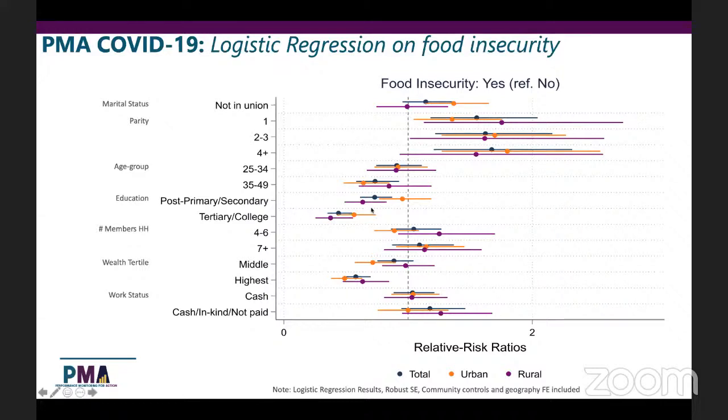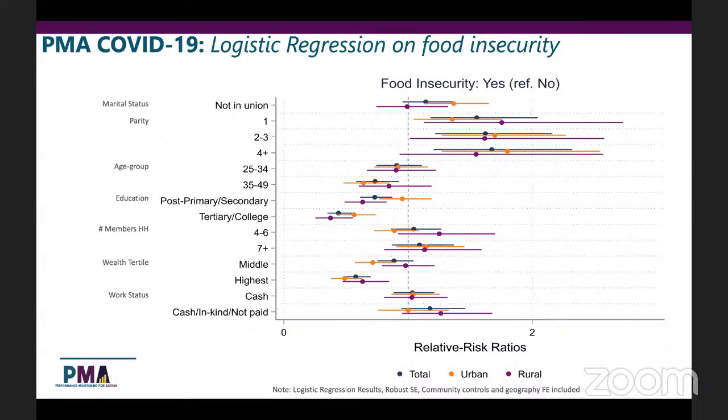In this case, education is highly protective for food insecurity. Although in urban areas, having a post-primary education is not that protective, having tertiary is protective everywhere. And then we also see the wealth gradient that I would have expected. Being in the highest wealth tertile, even controlling for all of these other things, protects your household from being food insecure, which makes sense. The woman's work herself is not statistically significant. And the last finding that was statistically significant on food insecurity is that being married in urban areas only is protective against food insecurity.